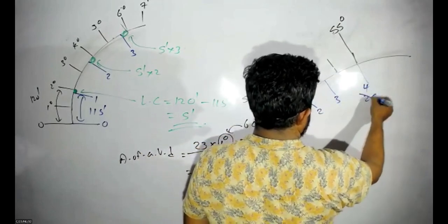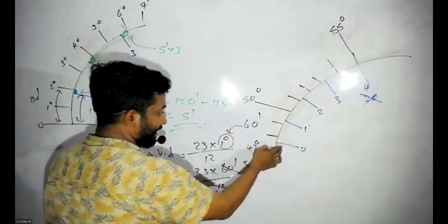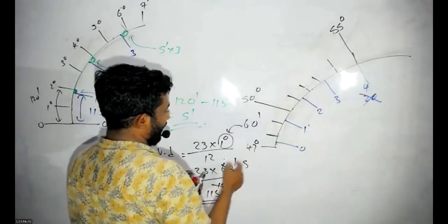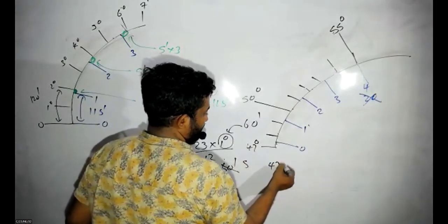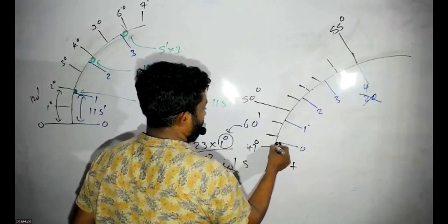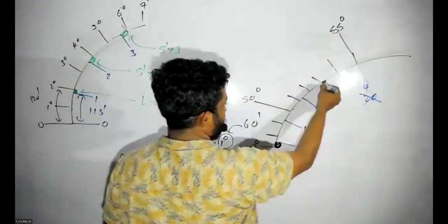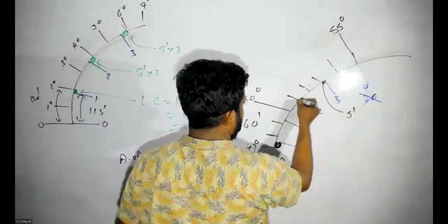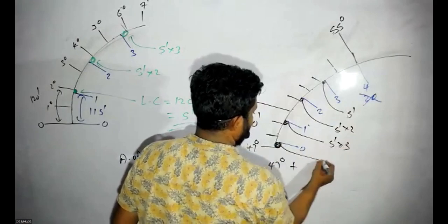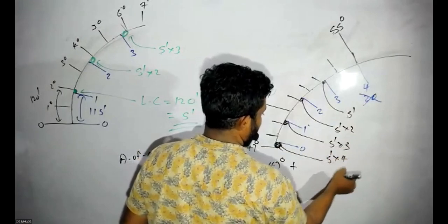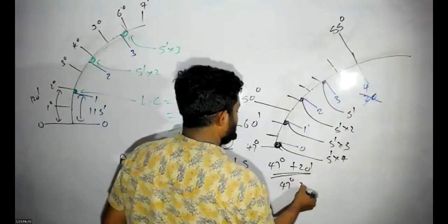Not 20. Fourth vernier division, right? What should be the reading here? Main scale reading: by using the main scale, you can get the reading up to 47 degrees. Plus, you need to find this unknown angle by using the vernier scale. This one is 5 minutes, first gap. Second gap is 5 minutes into 2. This one is 5 minutes into 3. This one is 5 minutes into 4. 20 minutes. Got it? Then the answer is 47 degrees 20 minutes.